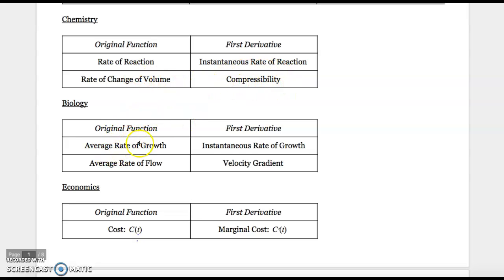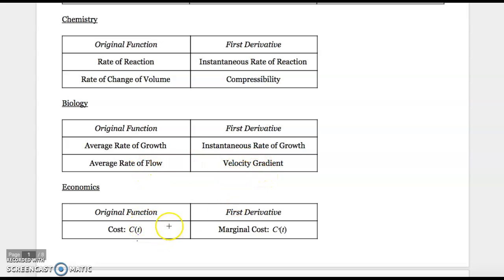In biology, average rate of growth and average rate of flow have very specific first derivatives, so instantaneous rate of growth. So if you have a plant growing over time, you could identify the rate at which it's growing at any particular instant, so on day 4 or after 2 hours or something. And then the first derivative for average rate of flow is called the velocity gradient.